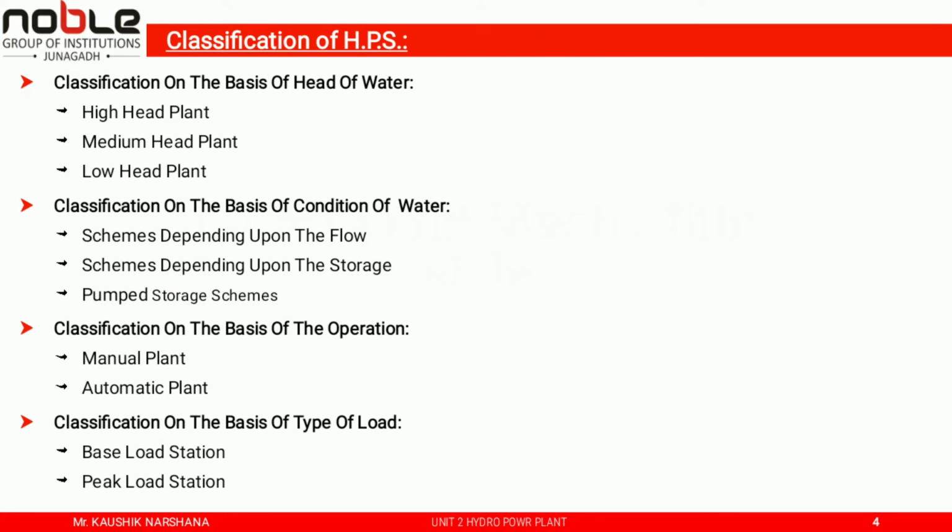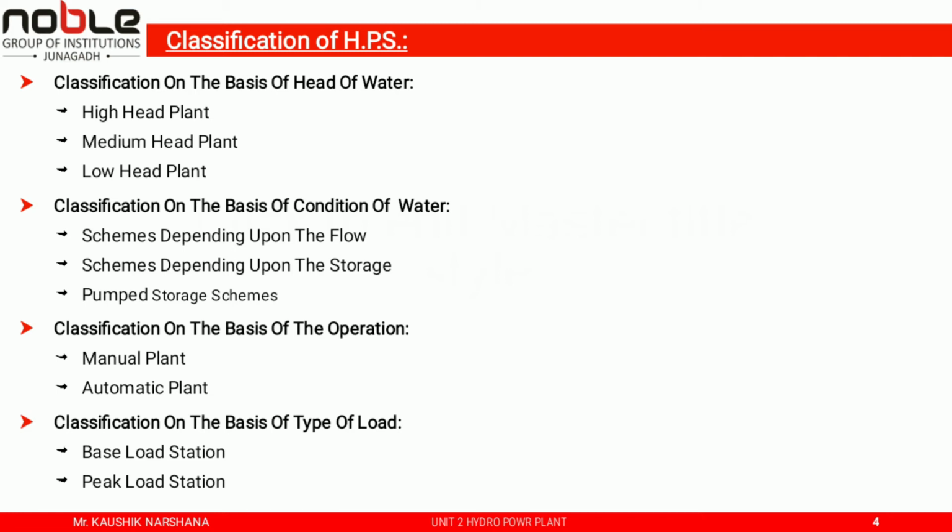So let me move ahead with the classification of hydropower stations. Generally, hydropower stations are classified on the basis of head of water, right? We have high head, medium head and low head power plants. A plant with head less than 60 meter is called a low head power plant. The plant in which the head of water is between 60 meter and 300 meter is called a medium head power plant, and the plant in which the head of water is above 300 meter is called a high head power plant.